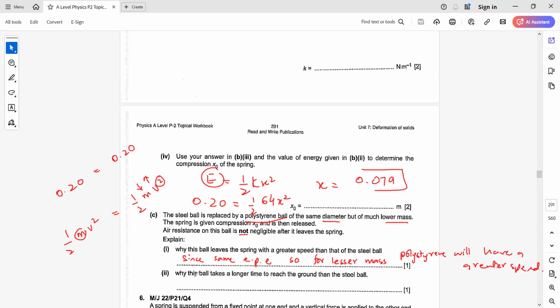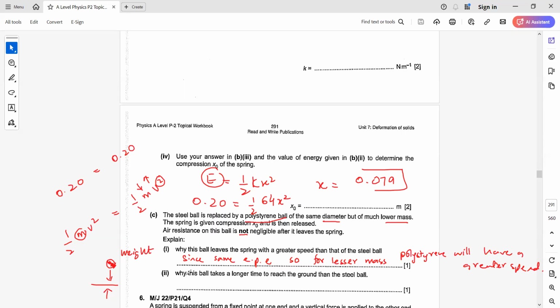Why does this ball take a longer time to reach the ground than the steel ball? So it takes a longer time. Since basically here, the weight component of polystyrene would be a bit less, reason being it has lesser weight and air resistance is there. So it will reach terminal velocity faster. That means it will have lesser vertical acceleration as compared to the steel ball.